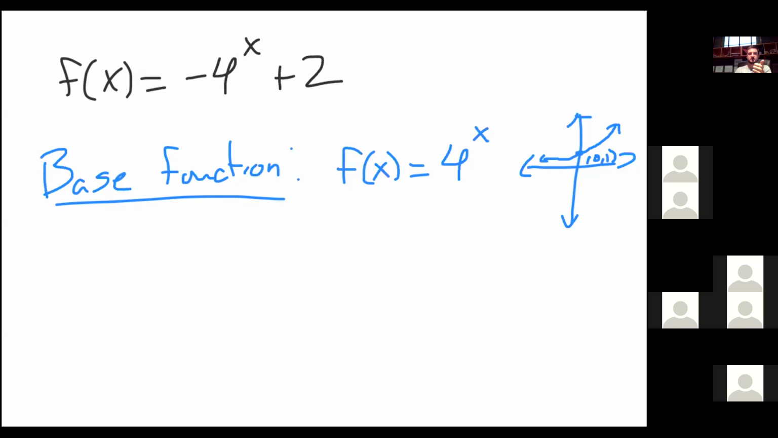Whenever we multiply our function by -1, it reflects the graph over what axis? Whoops, I saw you unmute here, but I couldn't hear anything. What was that? X. Yeah, there we go. Thank you. X.